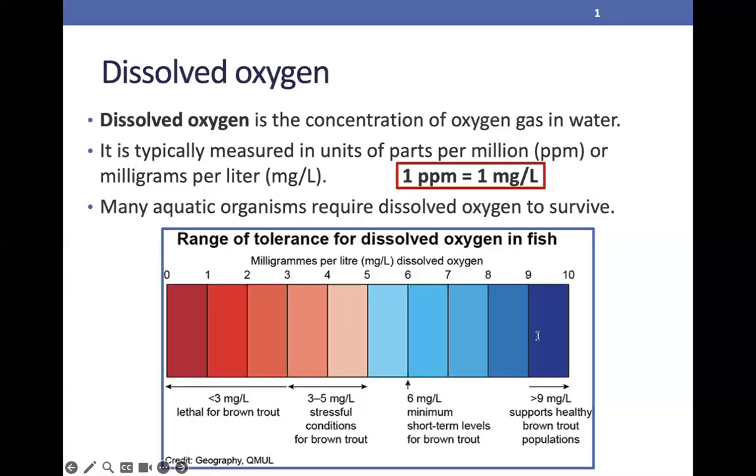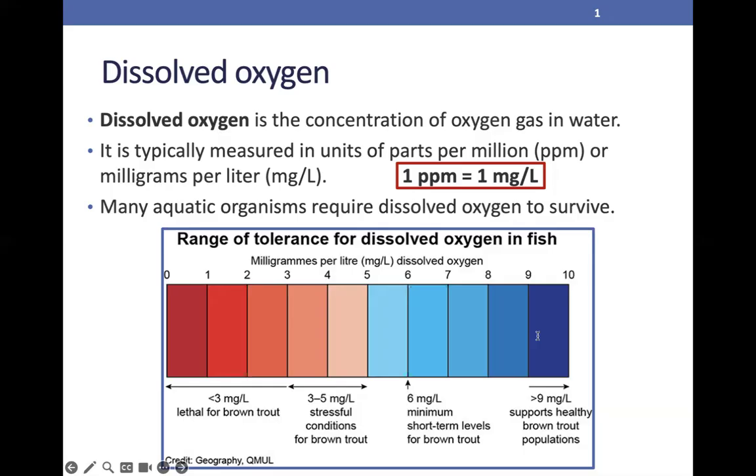Dissolved oxygen is the concentration of oxygen gas in water. It is typically measured in units of parts per million, ppm, or milligrams per liter, mg/L. 1 part per million is equivalent to 1 milligram per liter. Many aquatic organisms require dissolved oxygen to survive.